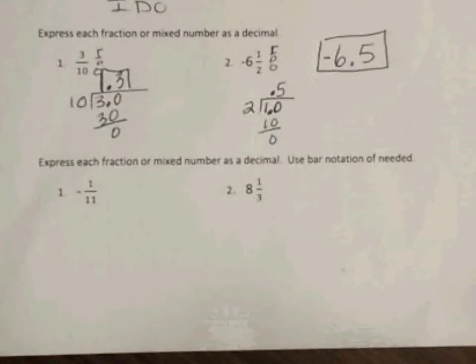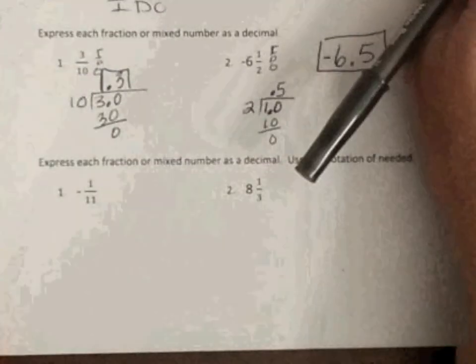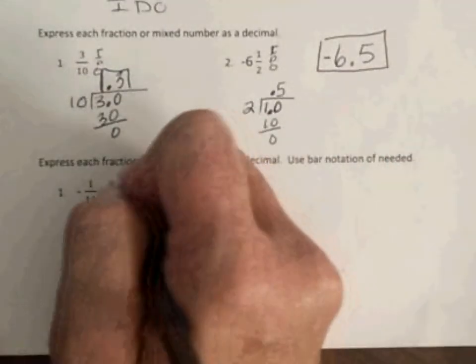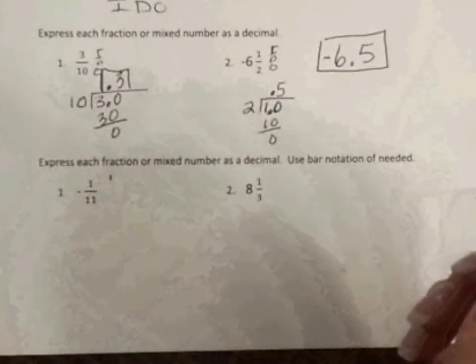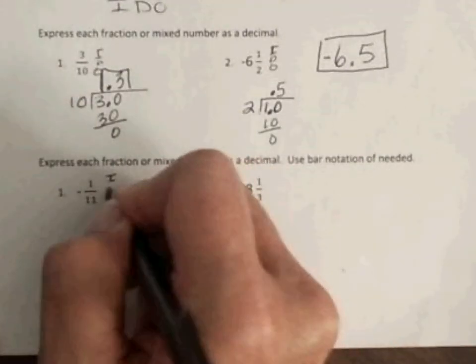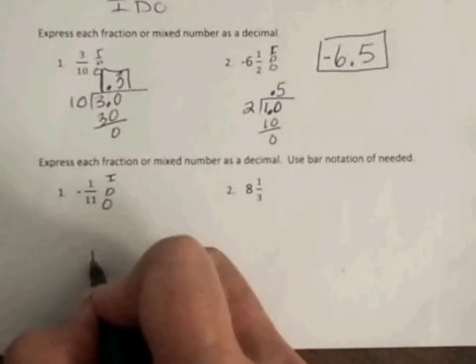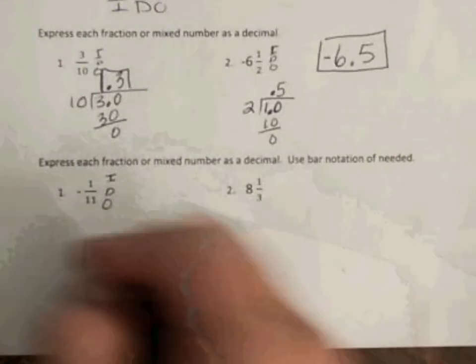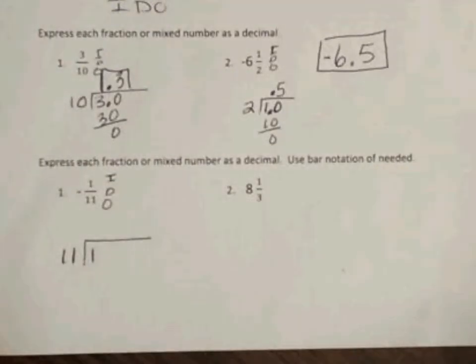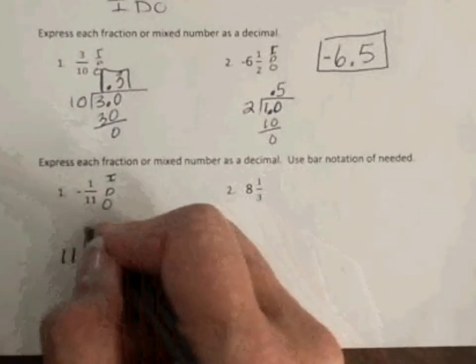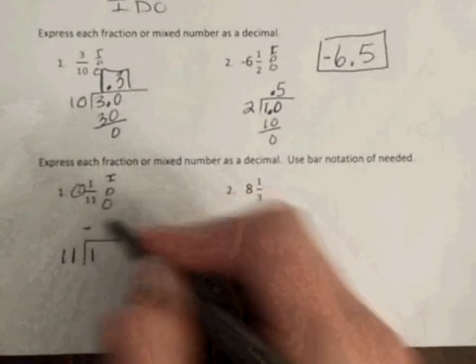And I like to usually box my answers so I know for sure where my answer is. Now we're going to express each fraction or mixed number as a decimal. Use bar notation if needed. So we have -1 over 11. So I'm going to do inside, outside. So my 1 goes inside, my 11 goes outside. Again, I want to put my negative up here because I have this negative here. I want to make sure I don't forget it.